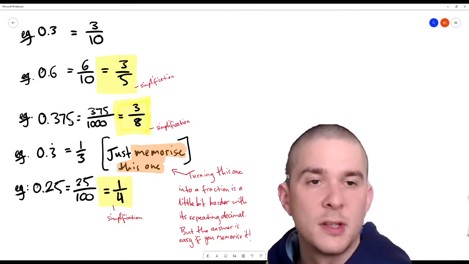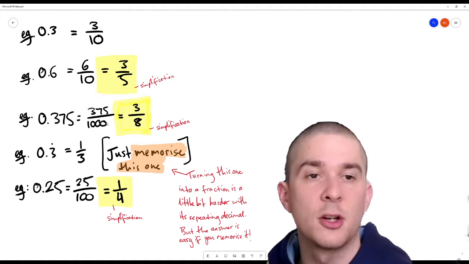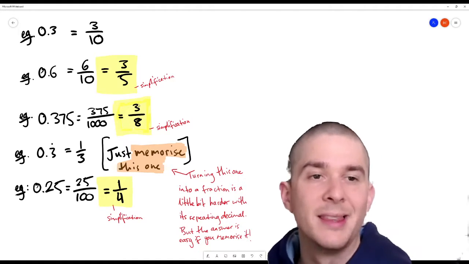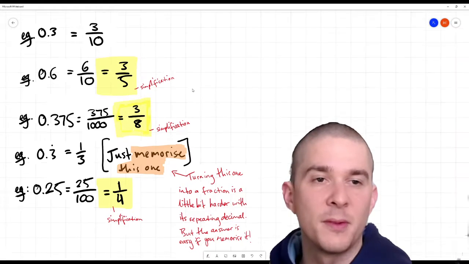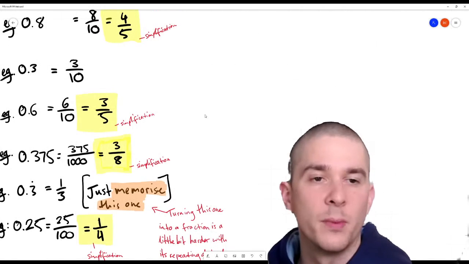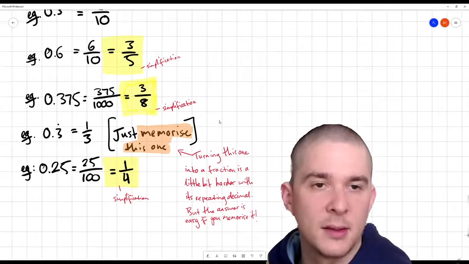0.375. So this 5 is in the 1,000ths position, so we use 1,000 as our denominator and we put 375 as our numerator. These also have a common factor. The same common factor is up here. The common factor down here will be 125. It simplifies to 3/8.